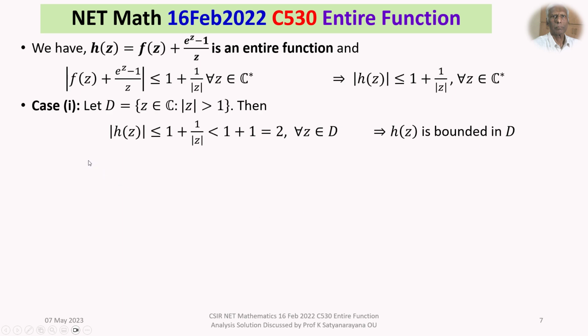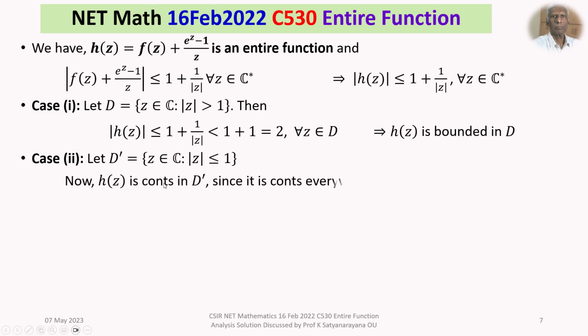Let's see what happens in case 2. Let D prime be the set of all z belonging to C such that mod z is less than or equal to 1. It is the closed unit disk, right? And moreover, note that D prime is a compact set.